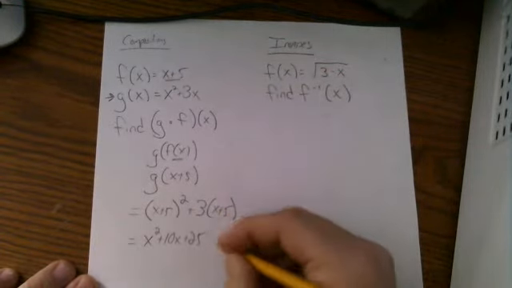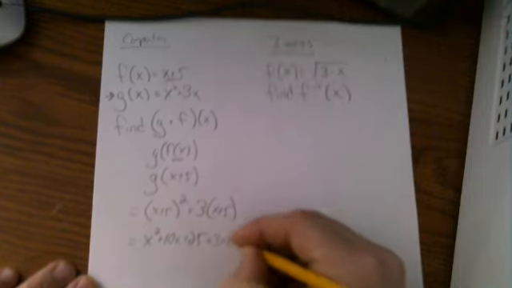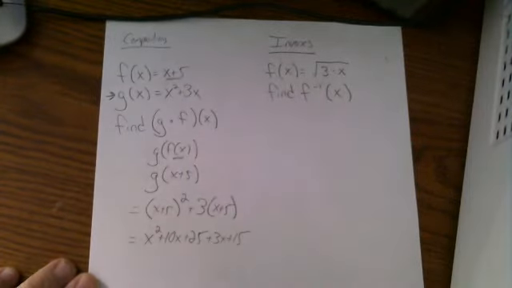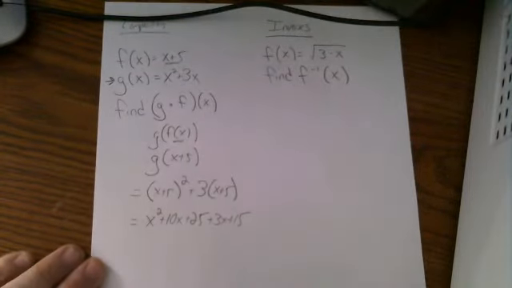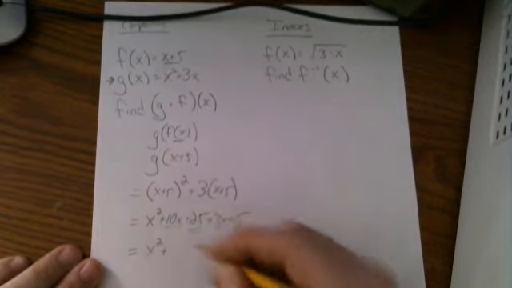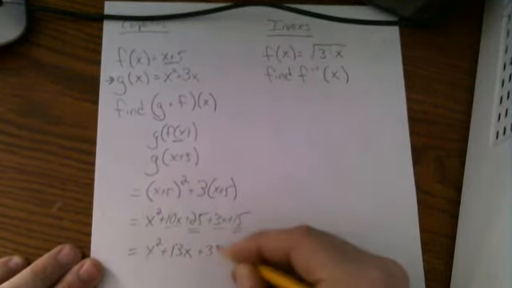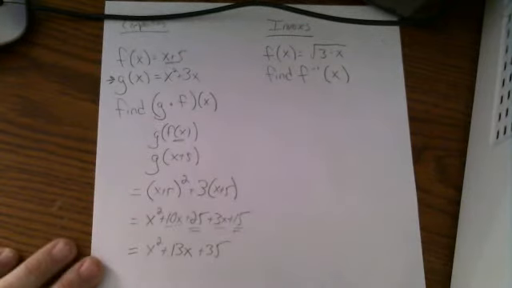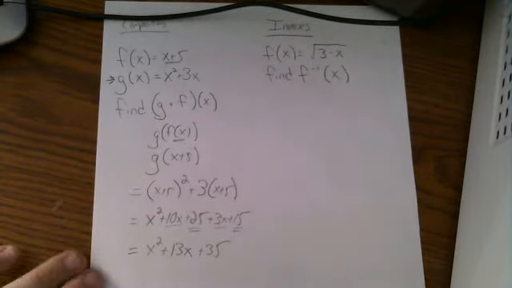Let's distribute this 3. 3x plus 15. And now we have some like terms to combine. We have a 10x and a 3x, a 25 and a 15. So g of f of x is x squared plus 13x plus 35. So now let's just expand on this a little bit.